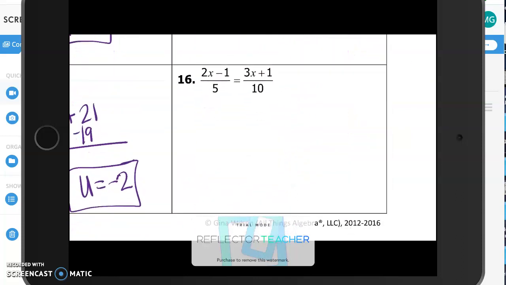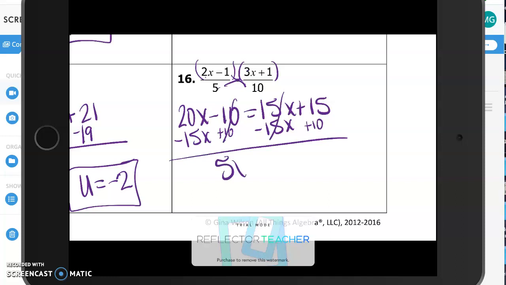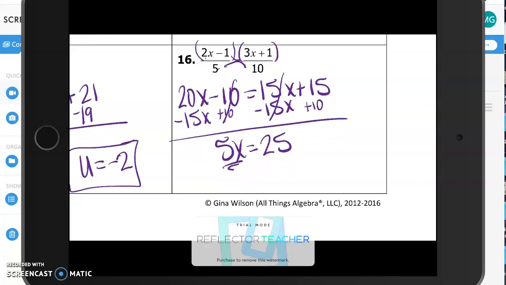And finally, 16. I notice that this one is going to give me 20x. This one will give me 15. So I'm going to do this one first. So 20x minus 10 equals 15x plus 15. Again, making sure to distribute to both of those terms. So I'm going to subtract 15x from both sides. At the same time, add 10. 5x is equal to 25. Divide both sides by 5, and x equals 5.